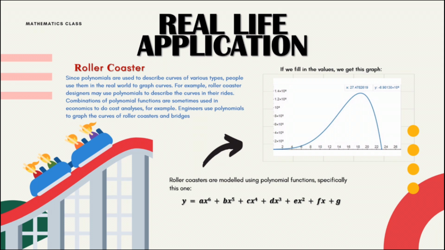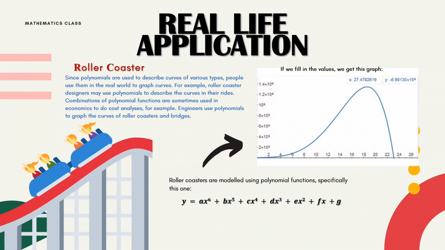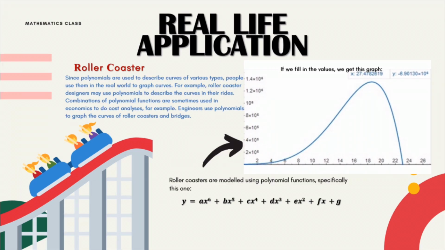Roller coasters are modeled using polynomial functions, specifically this one: y equals ax^6 plus bx^5 plus cx^4 plus dx^3 plus ex^2 plus fx plus g. If we fill in the values, we get this graph that's shown in the slides. As you can notice, the graph is identical to the roller coaster.